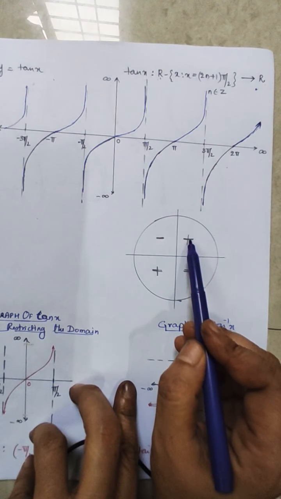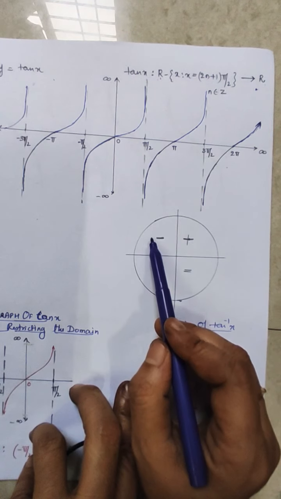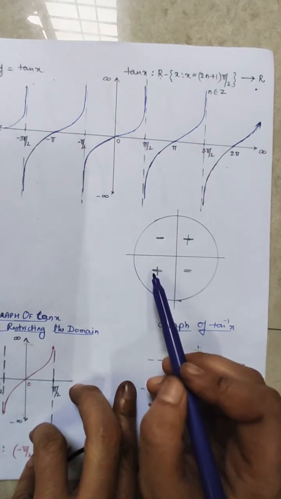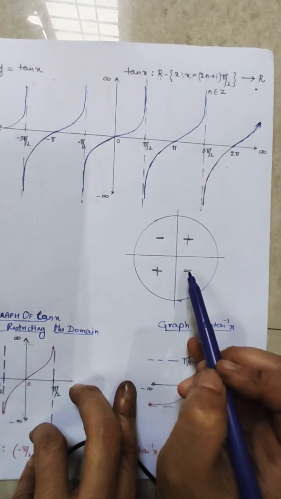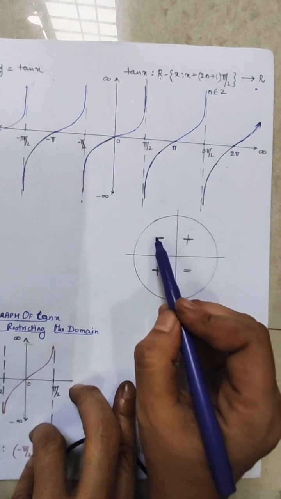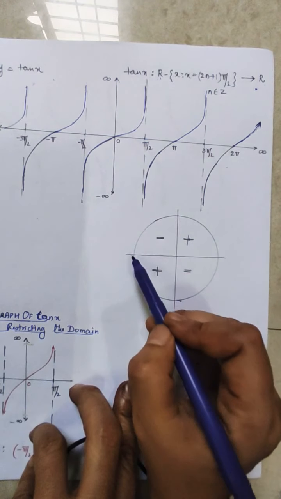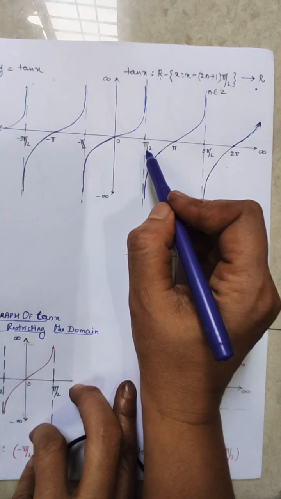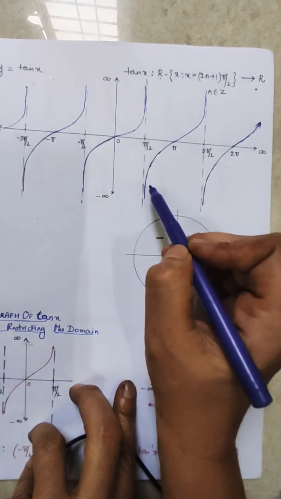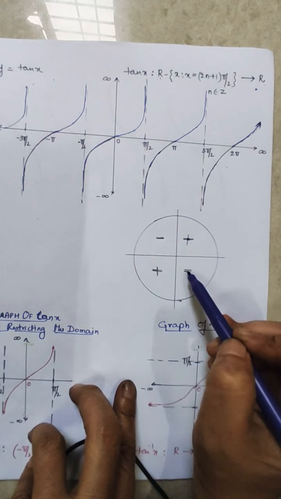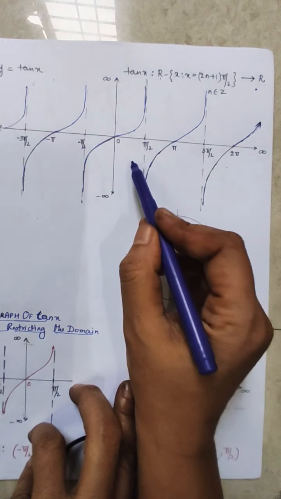So we know that tan is positive in the first and third quadrant, negative in the second and fourth quadrant. So we could take the first and second quadrant as the principal value branch, but we know that at pi by 2 the tan function is infinity, so better we will be selecting the first and the fourth quadrant for the principal value branch.